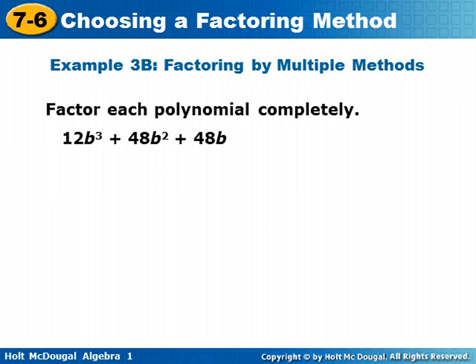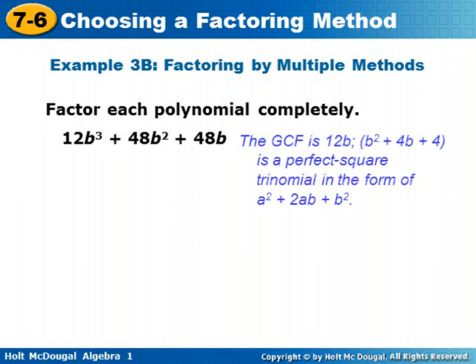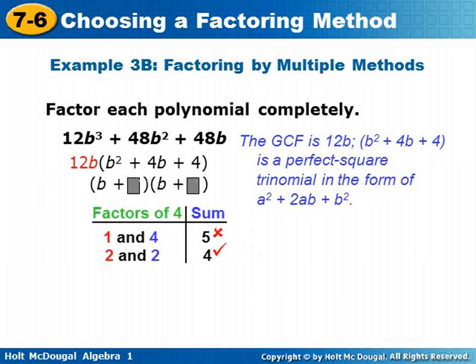Factor each polynomial completely. We have 12b to the third plus 48b squared plus 48b. So we're going to pull out the greatest common factor, which is 12b. And then what we have left inside is b squared plus 4b plus 4, which is a perfect square trinomial. So we end up with 2 and 2.